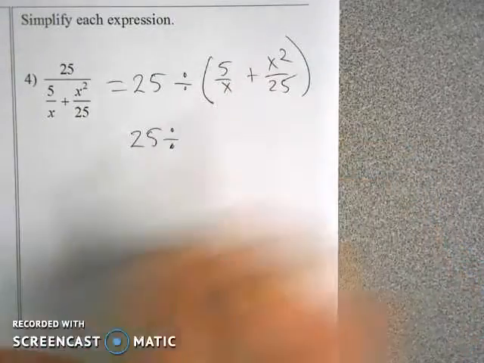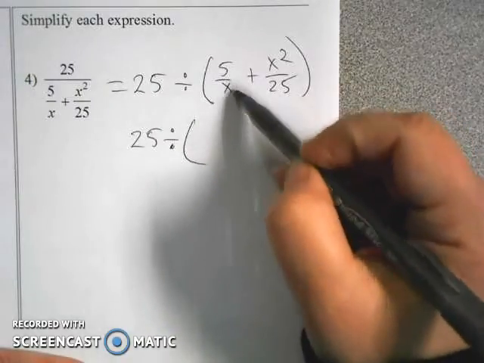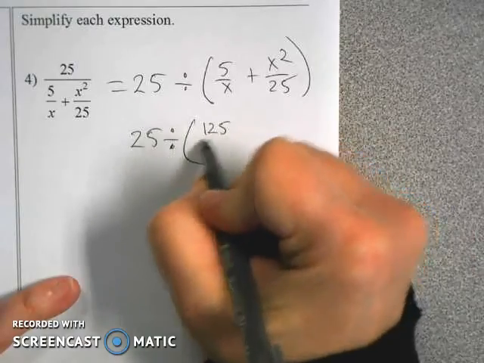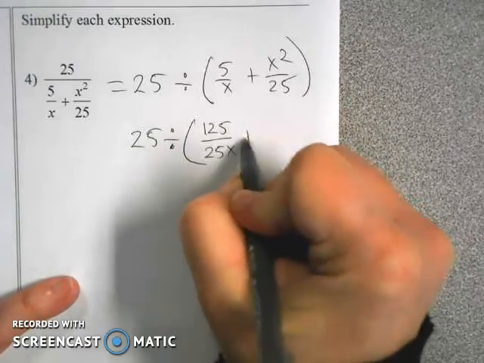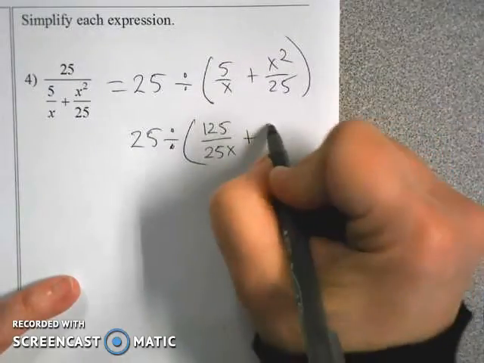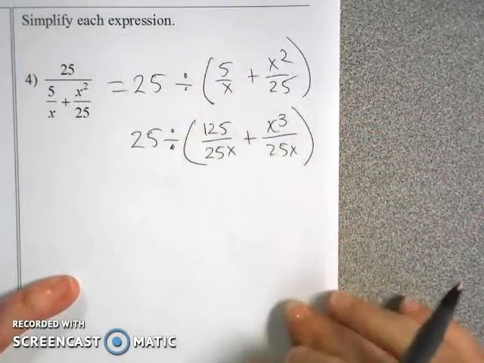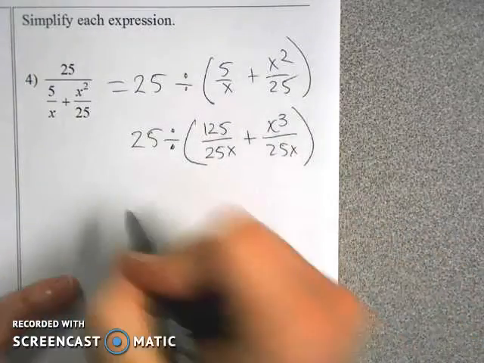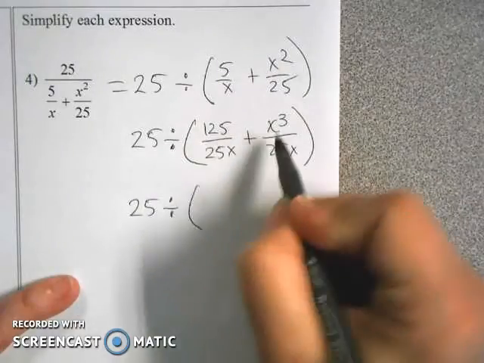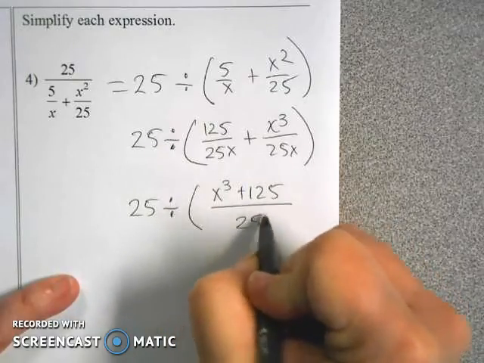Looks to me like our common denominator is going to have to be 25x. So that means the first fraction needs to be multiplied by 25 over 25. When I do that, I get 125 over 25x. And then the second one is going to have to be multiplied by x over x. So when I do that, I'll get x cubed over 25x. Now we're ready to add in the numerator. So we have 25 divided by, I'm going to write this as x cubed plus 125 over 25x.